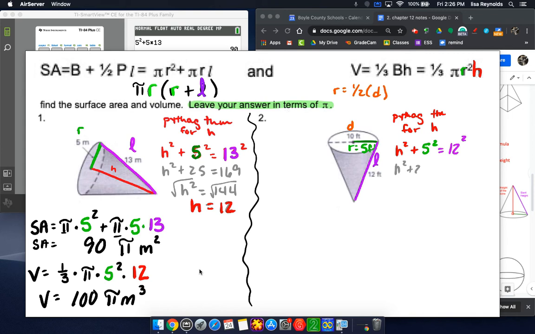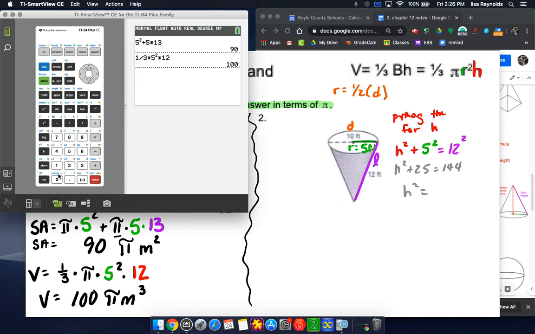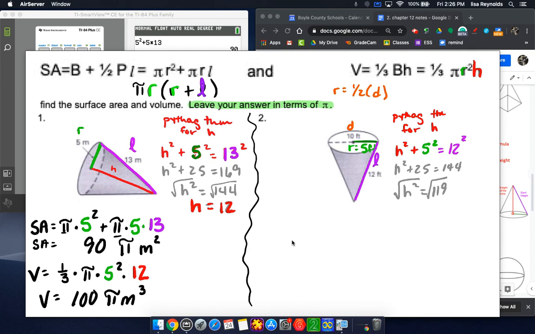Our height squared plus 25 is going to equal 144. Our height squared, so 144 minus 25 is 119. And when we do the square root, since 119 is not a perfect square, we're simply going to leave this one as the height is the square root of 119. Okay, so now we're ready to calculate surface area and volume.